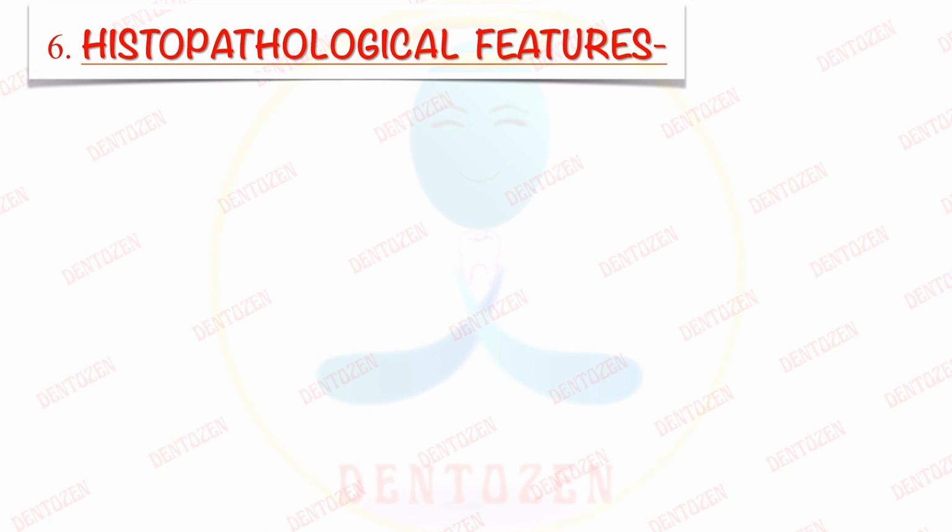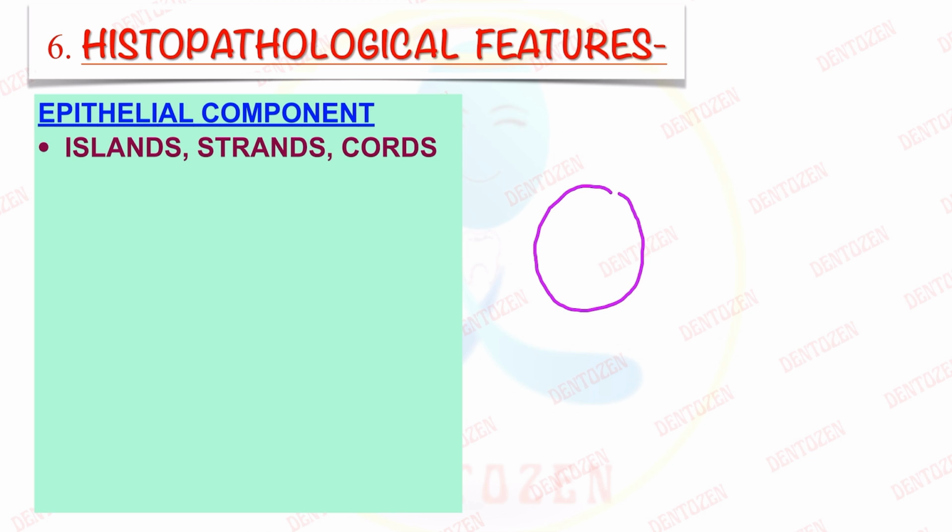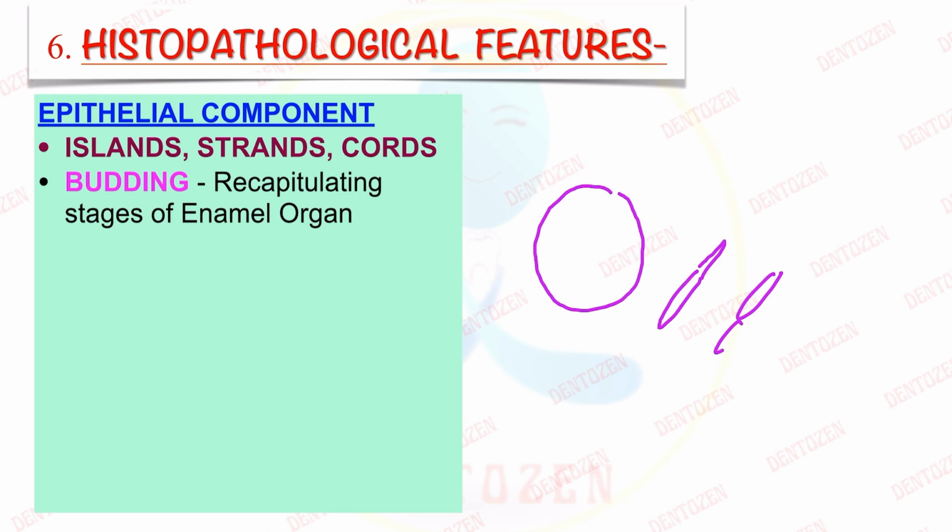Now we come to the histopathology. Here we are going to talk about two components, the epithelial component and the connective tissue component. First, the epithelial component, which is the proliferating component. It may be present in the form of islands, like groups of cells, or in the form of thread-like structures, or in the form of cords. Sometimes we can see small rounded extensions budding out from these islands, and this looks similar to the stages of tooth development, where the enamel organ shows budding. So it recapitulates the stages of the enamel organ.